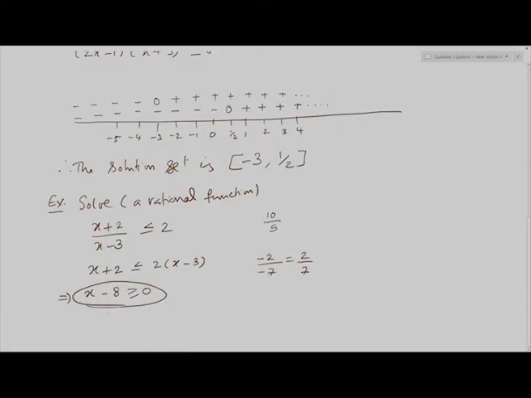So what is the problem? The problem is with the cross multiplication. We should not multiply like this. If I go by this method, I will not get the complete solution.